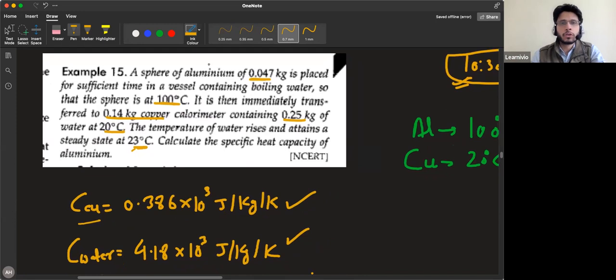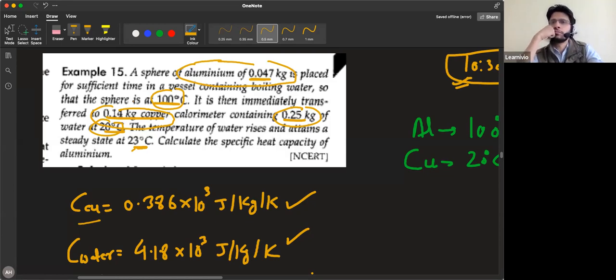Okay, Adriel, so you have three objects here. One is aluminium at 100 degrees Celsius, another is copper, and the third one is water. Copper and water both are at 20 degrees Celsius. So when you mix aluminium and copper, which will gain heat and which will lose heat? Aluminium will lose heat. Copper and water will gain heat. Right. Marita, what is the final temperature of the system, with copper, water and aluminium?